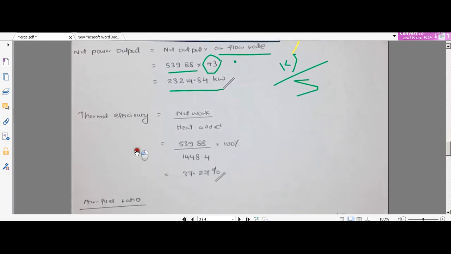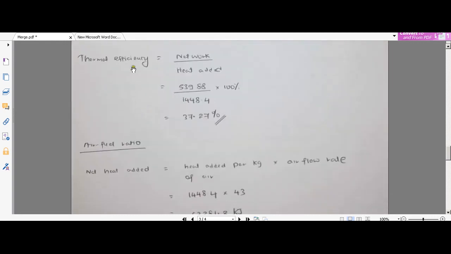And then the next thing, thermal efficiency. So guys, what is the thermal efficiency? Thermal efficiency is the ratio of what we actually get and what we actually give to the system, because in order to get the work from the system we have to give some sort of energy to the system, right? So we know this is the heat added. I already discussed what heat addition is. That means 1448.4 kilojoules per kilogram is the heat we give to the system by heating.